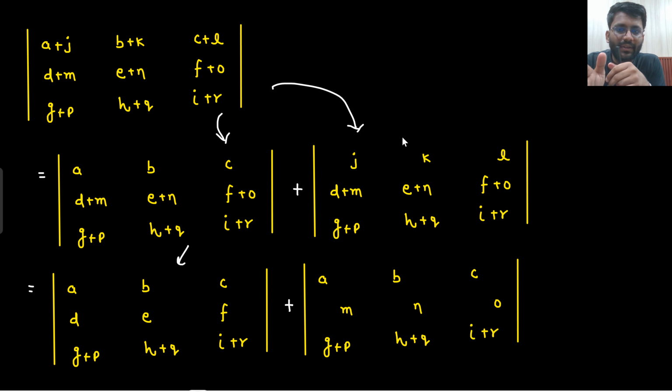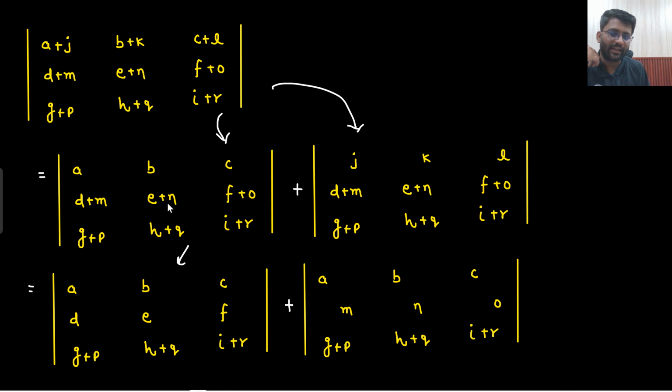A plus J, B plus K, C plus L. Only row-wise we can go. That's our A, B, C, D plus M, E plus N, F plus O, G plus P, H plus Q, I plus R. So if we have done A, B, C, then plus this we can do J, K, L, and the rest all remains as it is. So if we add both of them, we will get this determinant only.